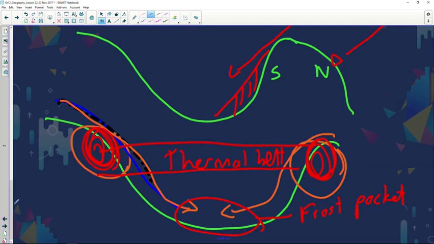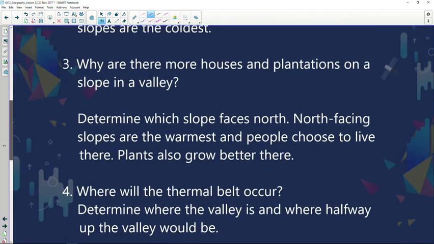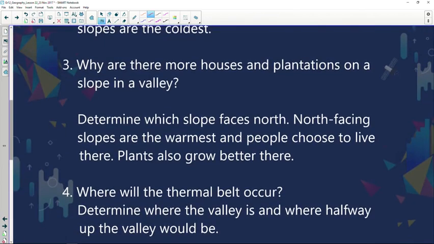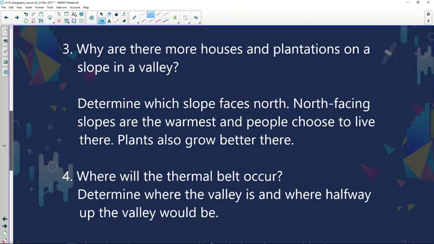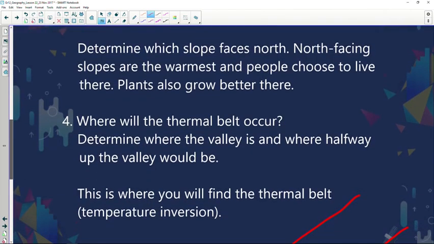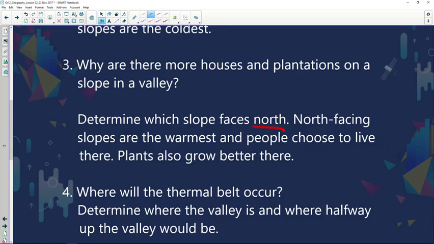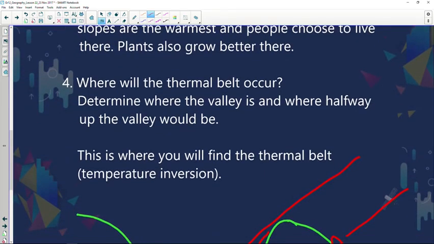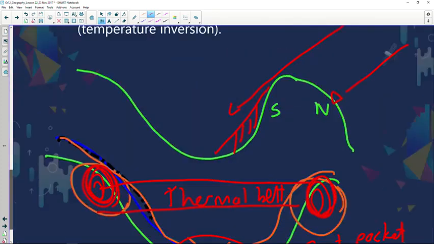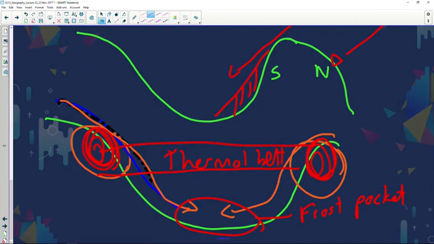damage to their crops. Now question number 3, determine which slope faces north. We've just done that. And the plants grow better. If we look at question number 4, I believe I've just answered that almost as well. Where will the thermal belt occur? Determine where the valley is and where halfway up the valley would be. So, oops, this thing keeps on jumping. Where will it happen? Now, I've indicated over here, halfway up the slope, this is where the thermal belt is.